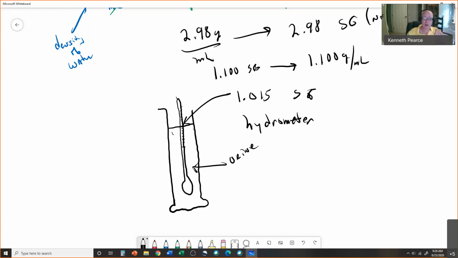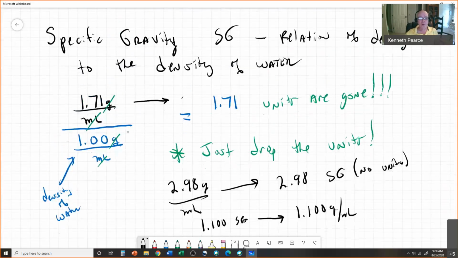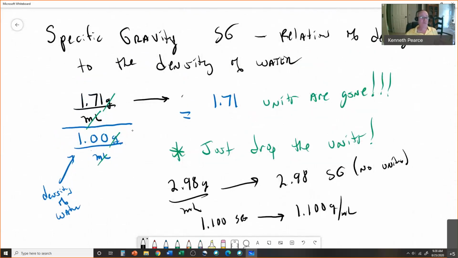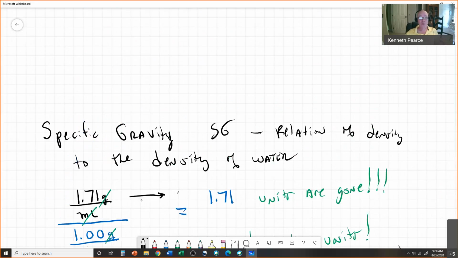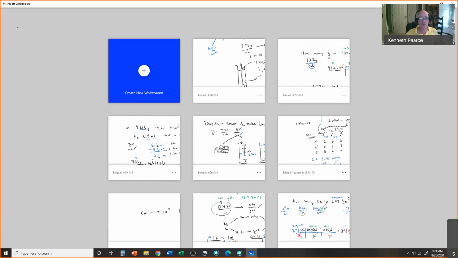So what's the bottom line? If you have a measurement of 1.015 for your SG, then what's the density? Easy peasy, right? You just go 1.015 grams per milliliter, and you can go back and forth between the two. So that's specific gravity. It's much, much, much easier than you might have thought. What happens, though, is if you're asked what the specific gravity is, let's go back to one of these previous slides.